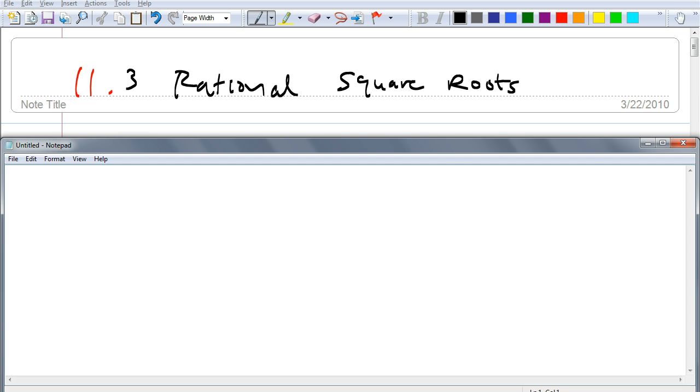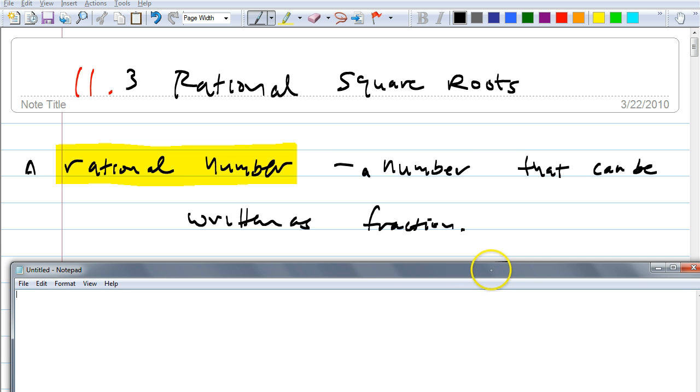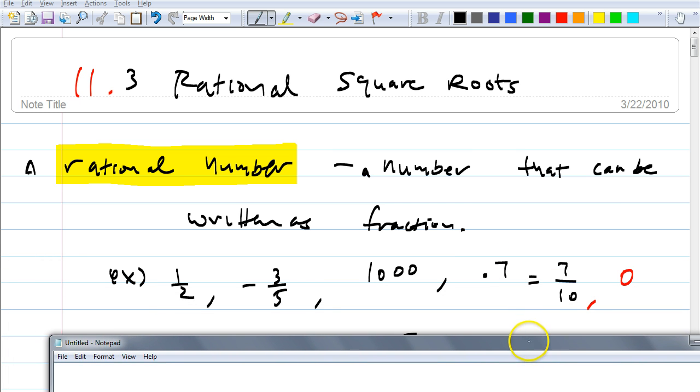Any number on the line that could be written as a fraction. Correct. Any number that could be written as a fraction. Okay, so it's a little review. We did this last time. If you don't want to write this down, that's fine. Let's just review real quickly. And of course, some examples for these. Here I have some examples.